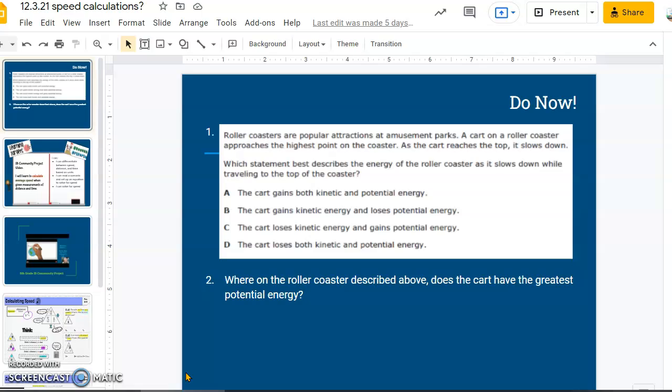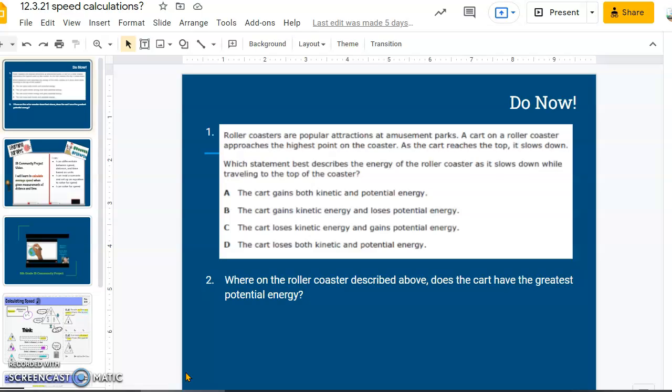So are we gaining or losing? That's right, we're gaining potential. So that does away with choice B. We can't gain kinetic energy, so that would mean D is incorrect. So that leaves us with the correct choice of C.